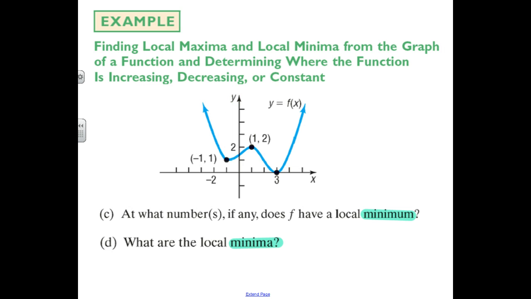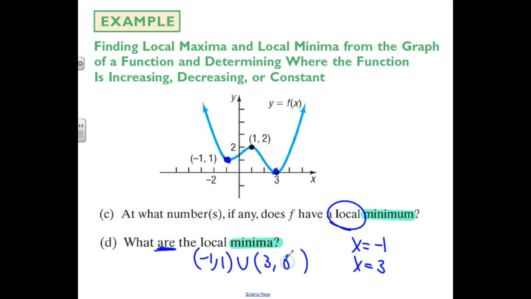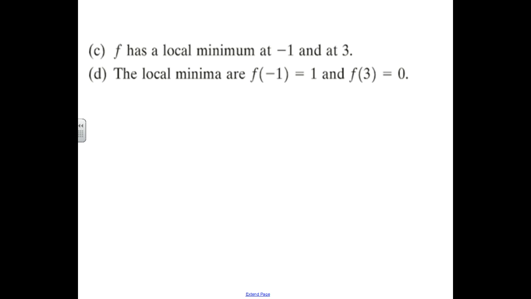For this one, we're going to find the minimum. It looks like I have 2 local mins. The actual minimum is this point, 3, 0, but a local min means I might have more than one. So I would say there's a local min at -1, and there's also a local min at 3. If I ask what they are, I would say -1, 1 is a minimum, and there's another minimum at 3, 0. You can always write that in function notation. There's one of them, -1, 1, and here comes the other one, 3, 0.